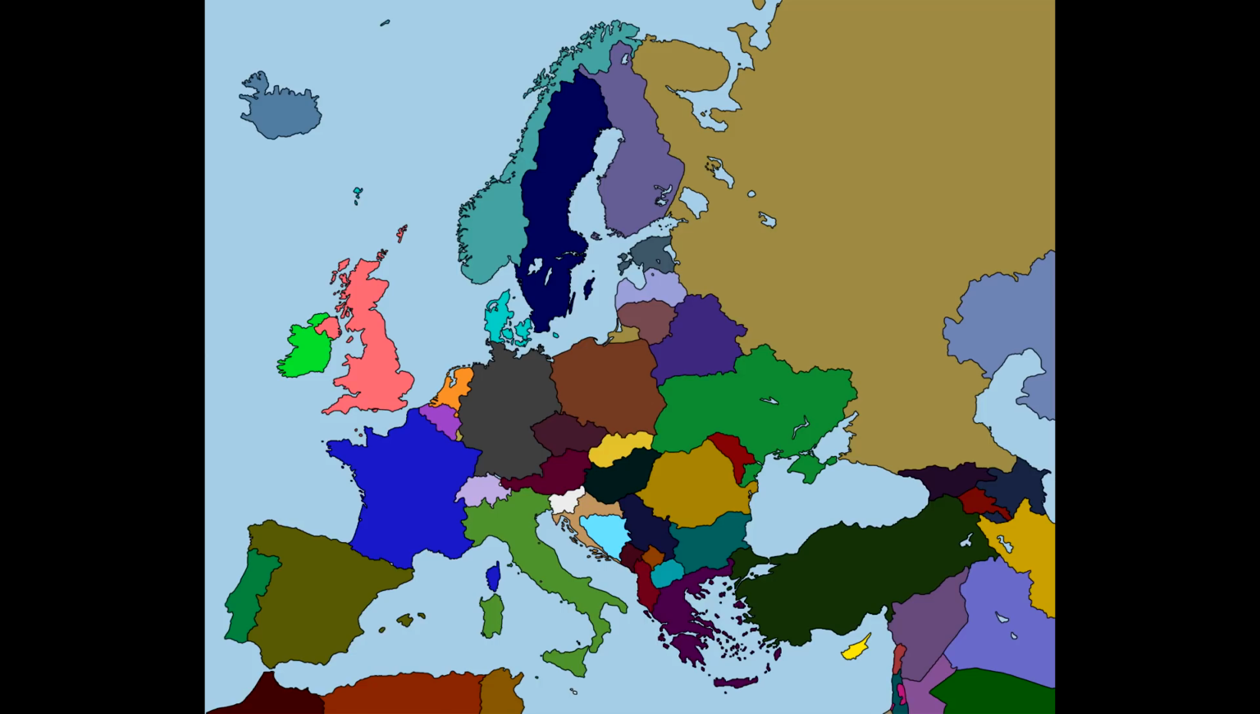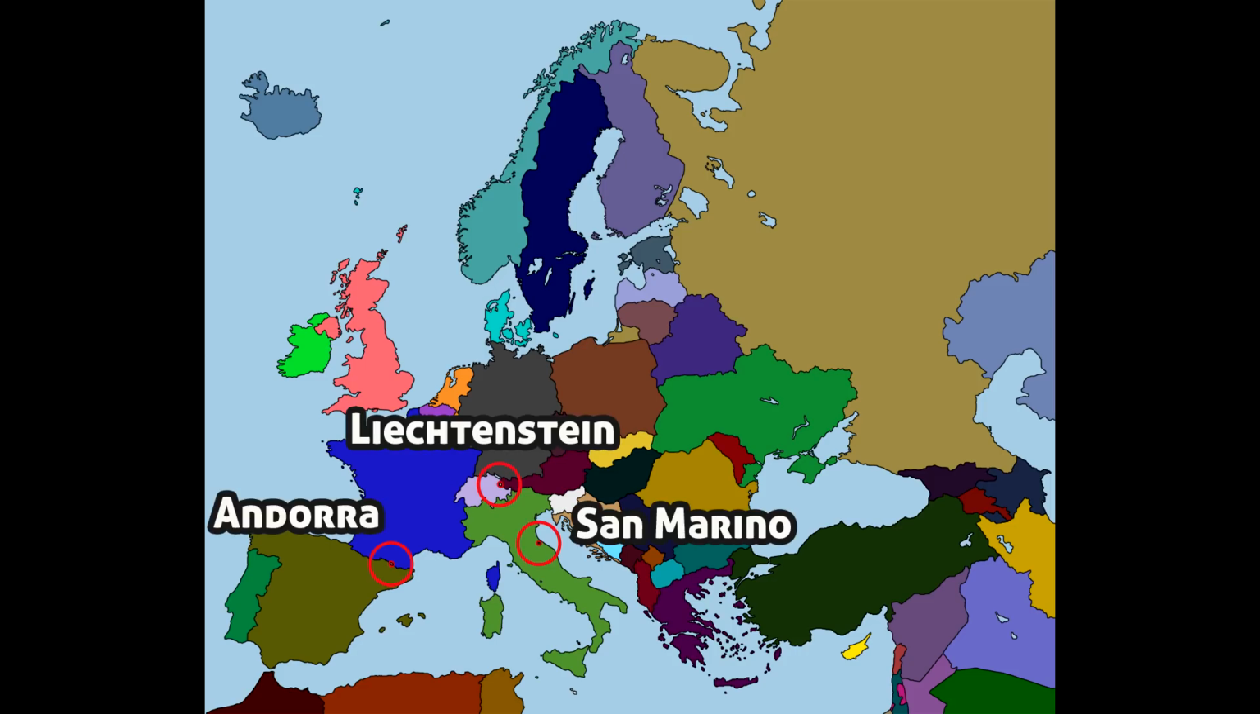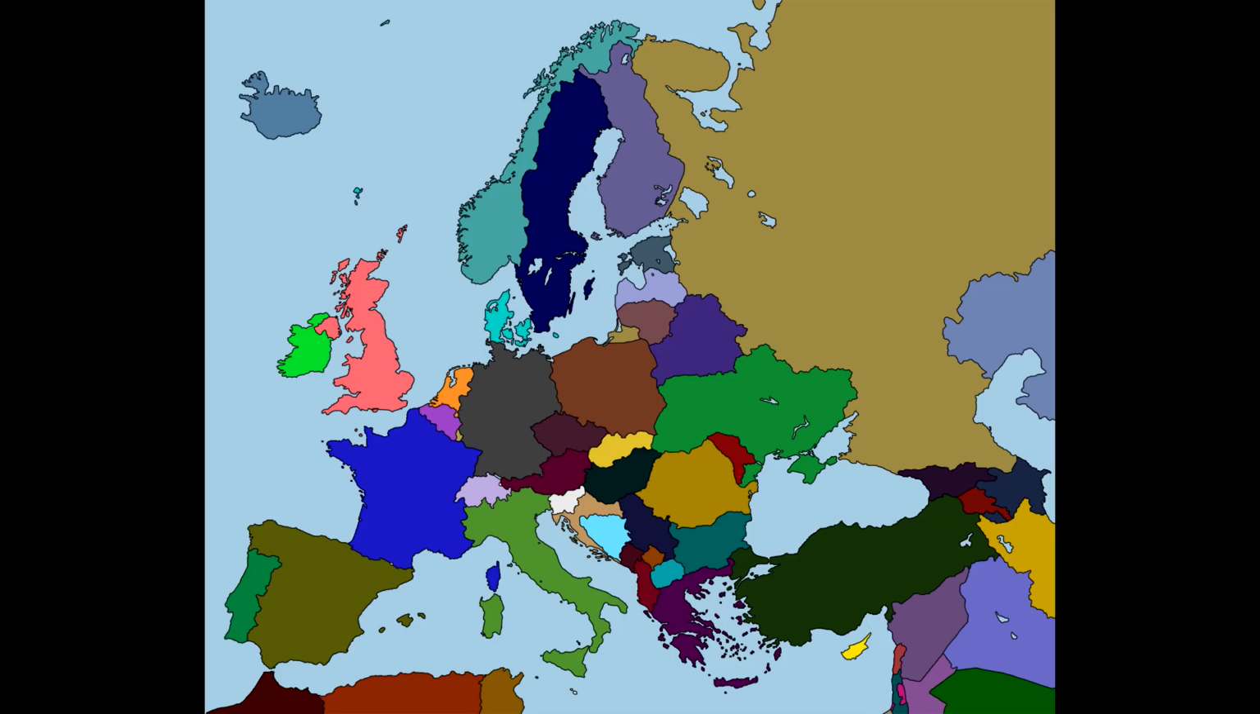First of all, we can point out the few countries that are not going to change. These are Portugal, Spain, and Morocco, followed by the tiny states of Andorra, Liechtenstein, and San Marino. That's it. Everything else is going to be different in some way or another.